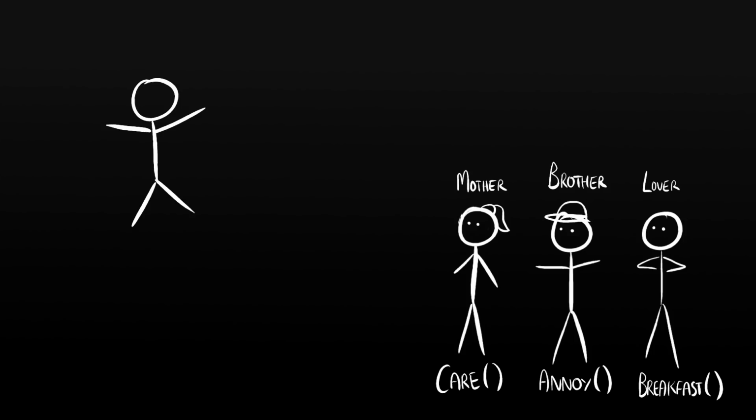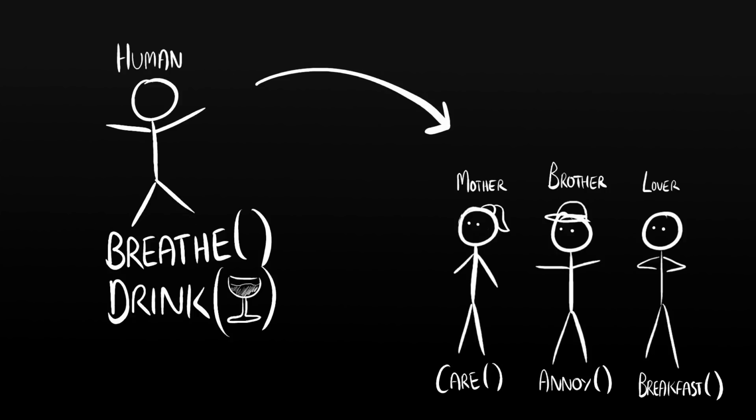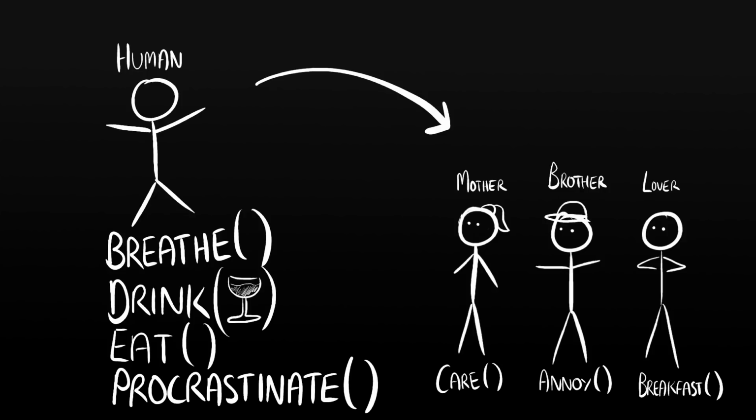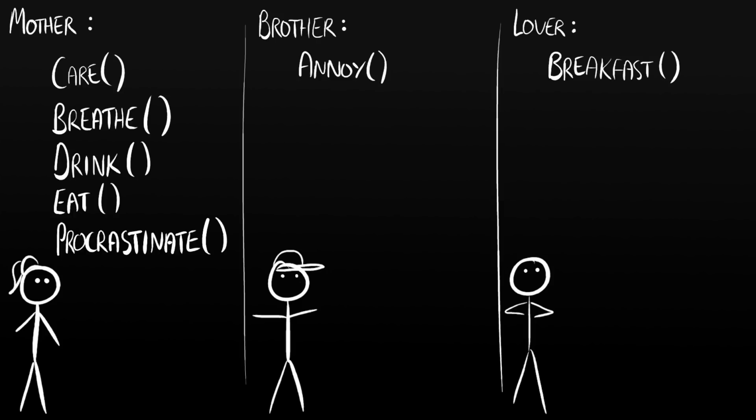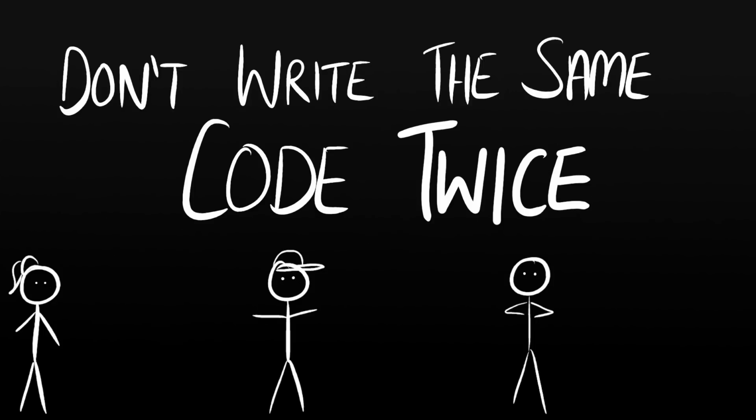However, all these different people also need to do what all humans do: breathe, drink, eat, and watch YouTube videos. Look what happens when you write that code and copy-paste it in for each type of person. Redundancy. Here is our first golden rule: don't write the same code twice.